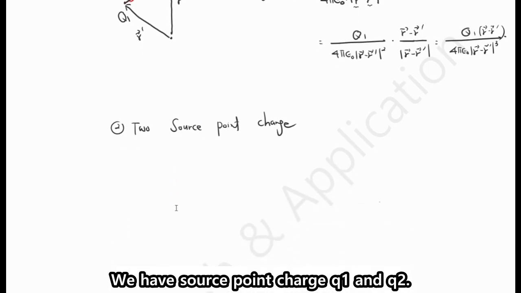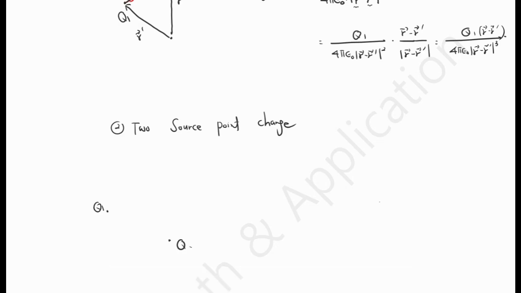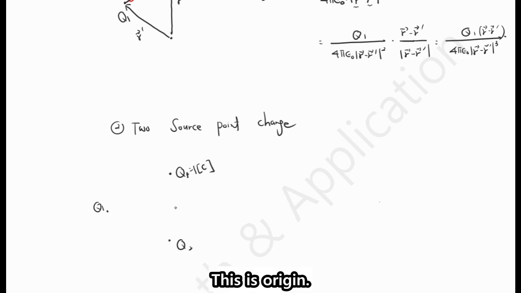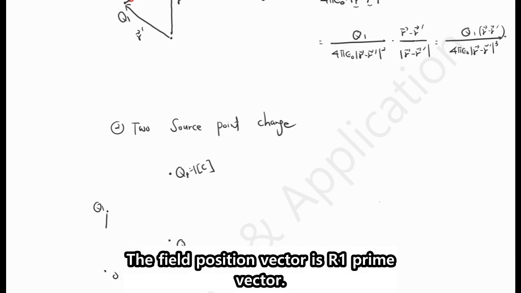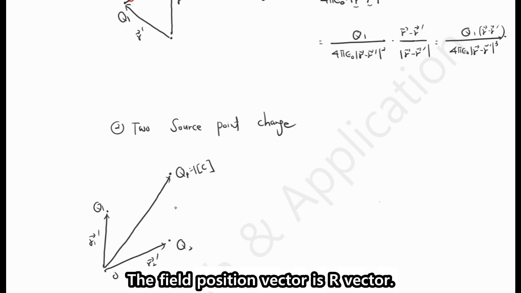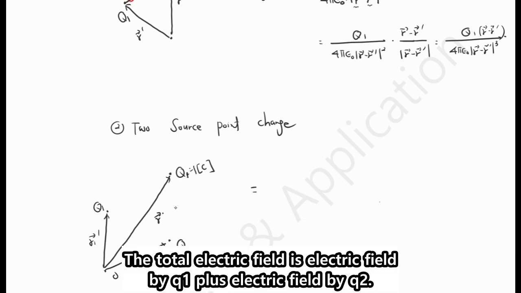We have source point charges Q1 and Q2, and the test charge Qt is 1 coulomb. This is the origin. The source position vector is r1 prime, and this source position vector is r2 prime. The field position vector is r vector. The total electric field is the electric field by Q1 plus the electric field by Q2.